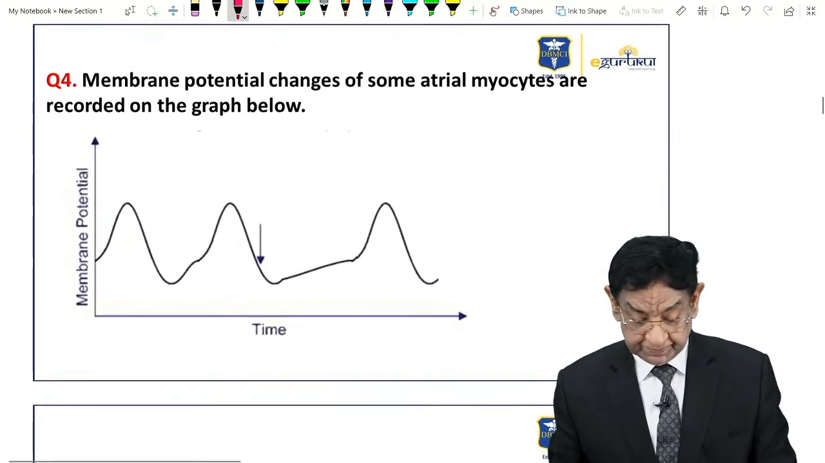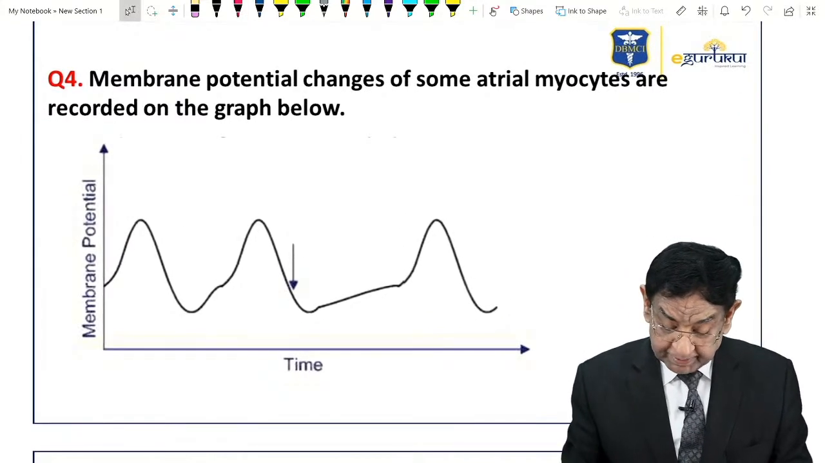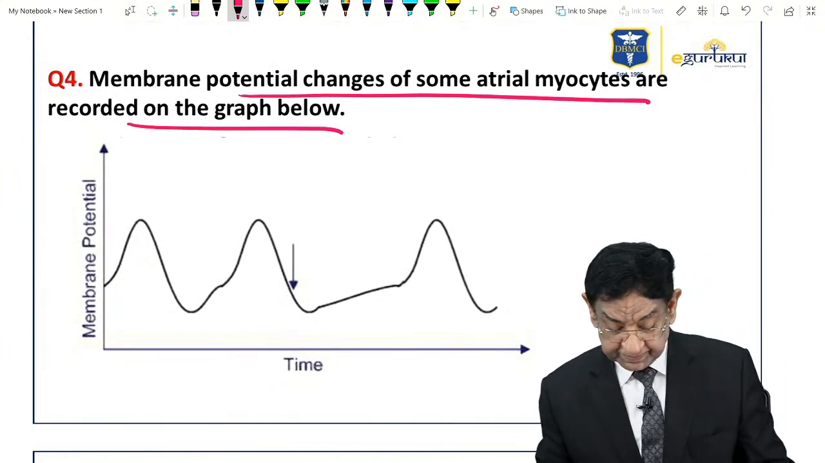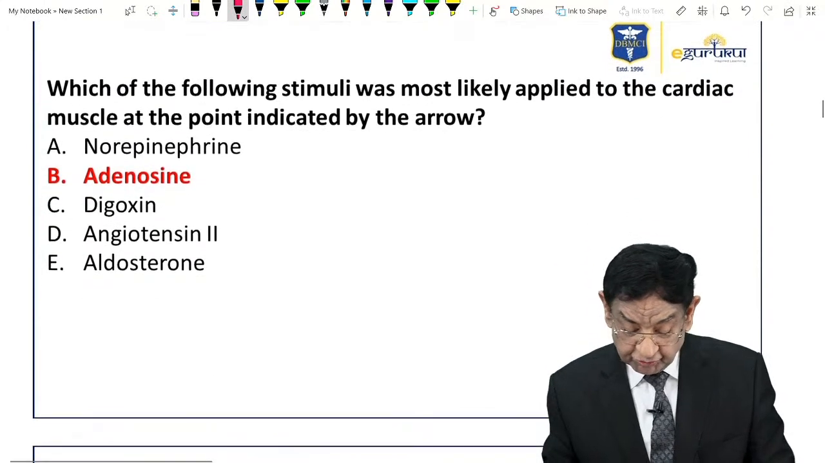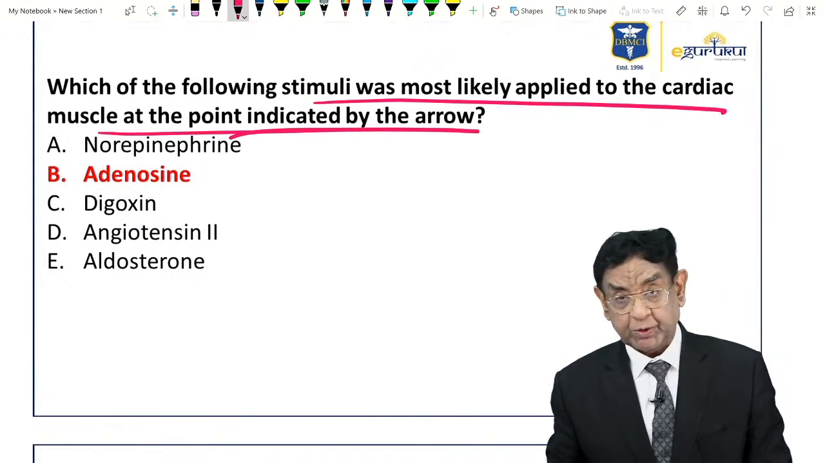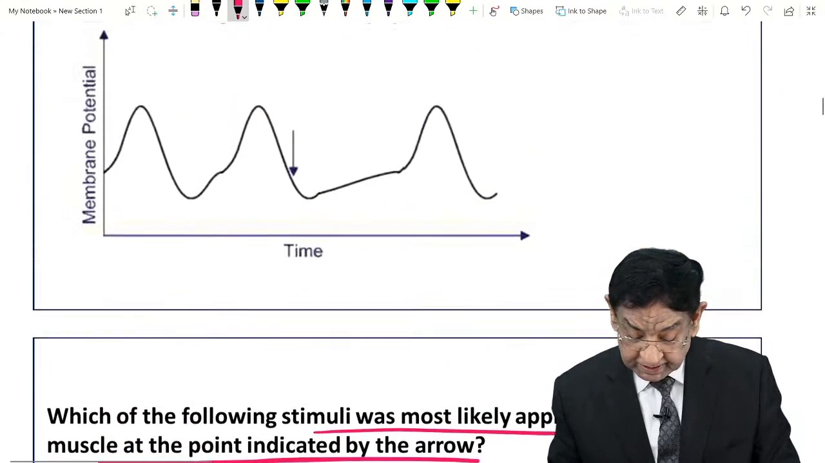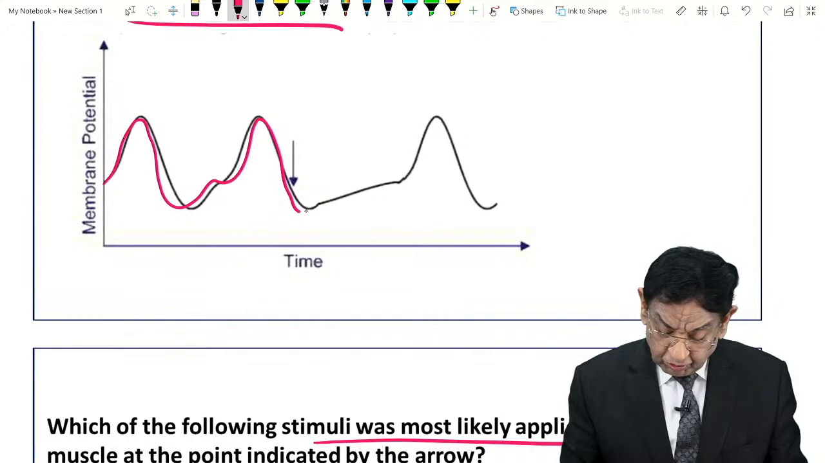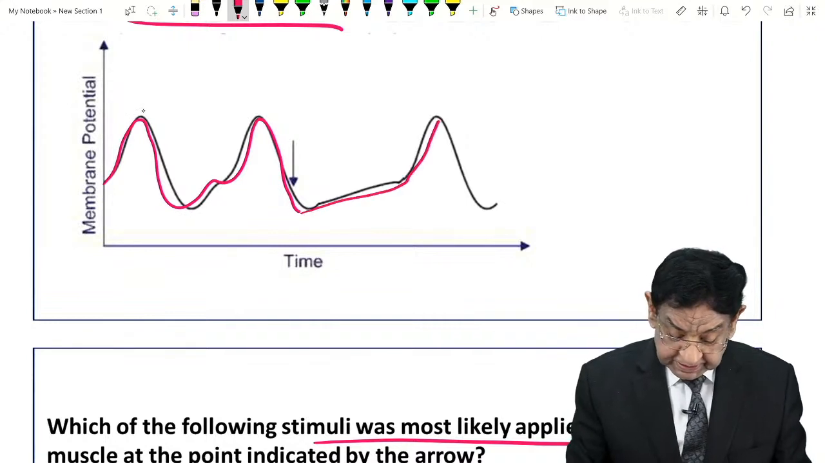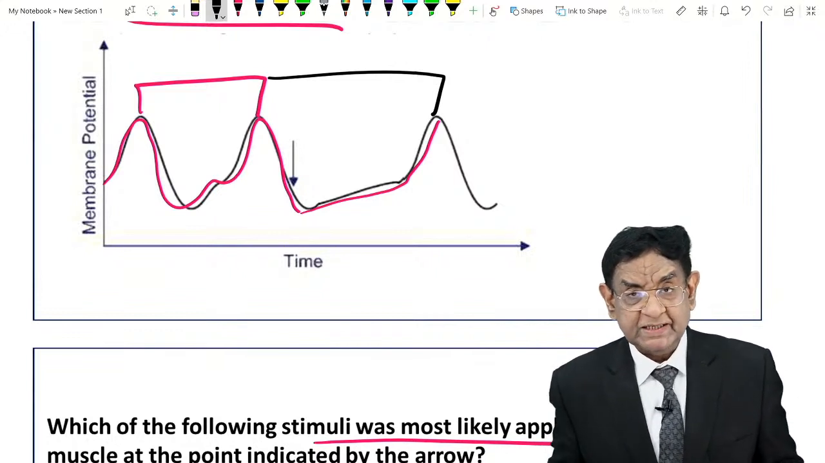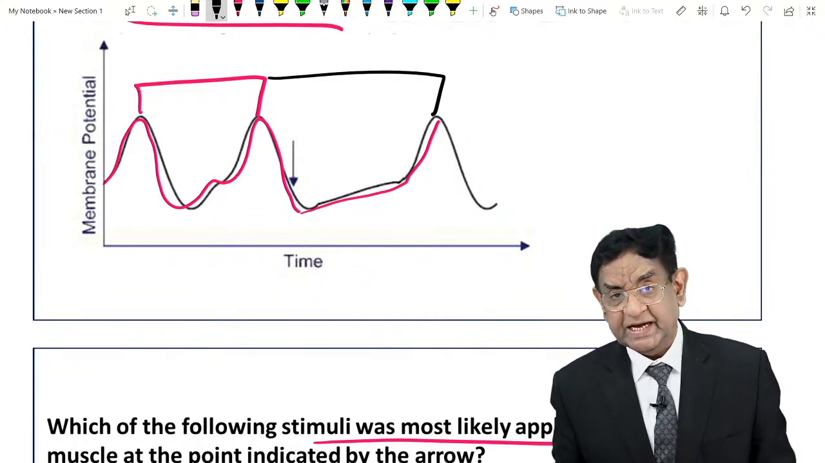Question number 4. Membrane potential changes in some atrial myocytes are recorded in the graph. Which of the following stimuli was most likely applied to cardiac muscle at the point indicated by the arrow? Let us see. You can see the impulse coming, and now it has slowed down drastically. What he is asking is, which drug was given to slow down this action?